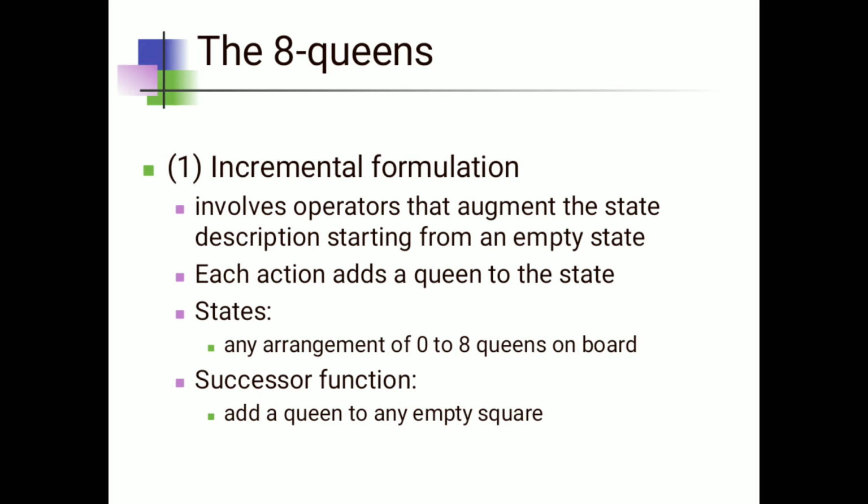In each action we have to add queens onto the board and place them such that no queen is in an attacking position. So what will be the states? Any arrangement of 0 to 8 queens on the board. Then what will be the successor function? Add a queen to any empty square in a non-attacking position. In this way we can formulate the problem.